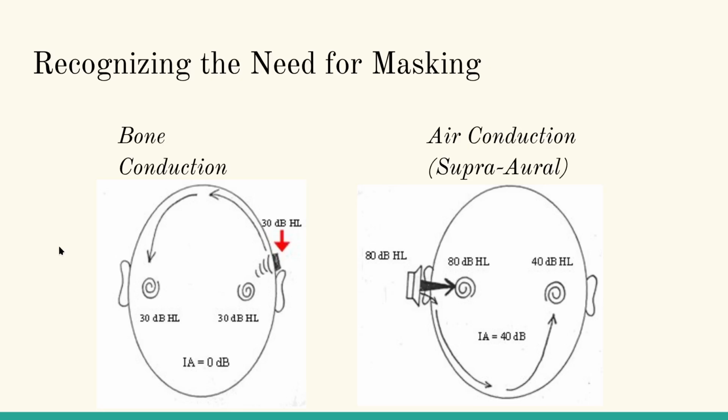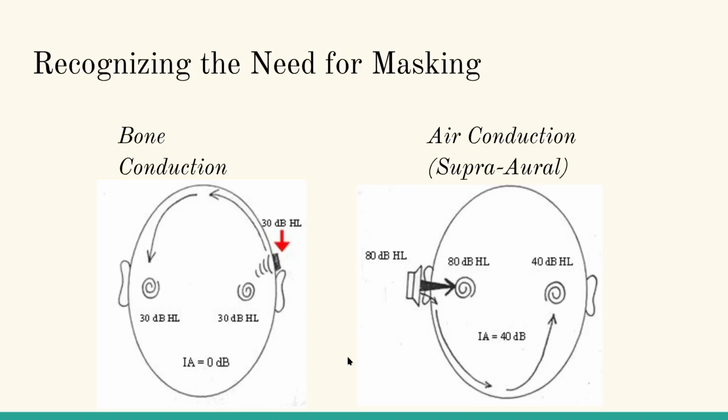So what are those circumstances? Recognizing the need for masking with bone conduction. If we look at bone conduction and air conduction separately, for bone conduction we have a 30 dB HL signal presented to the test ear, shown in this person's left ear here, and interaural attenuation is 0. That means the stimulation getting to the non-test ear is 30 minus 0, so 30 dB HL gets to the non-test ear. So we need masking in this situation when our test signal exceeds our interaural attenuation.